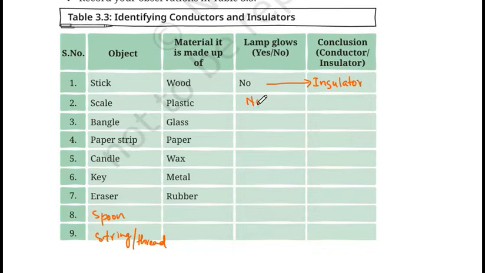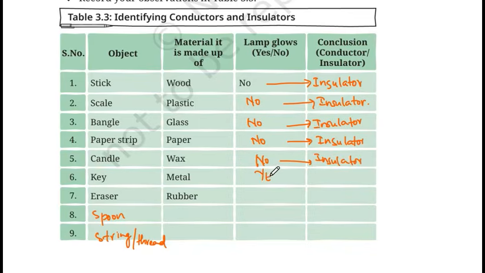Plastic, no, so it is an insulator. It will not allow electricity to pass through it. Glass, no, so it is an insulator. Paper, absolutely no, insulator. Wax, no, insulator. Metal, yes, so conductor. Rubber, no, insulator.